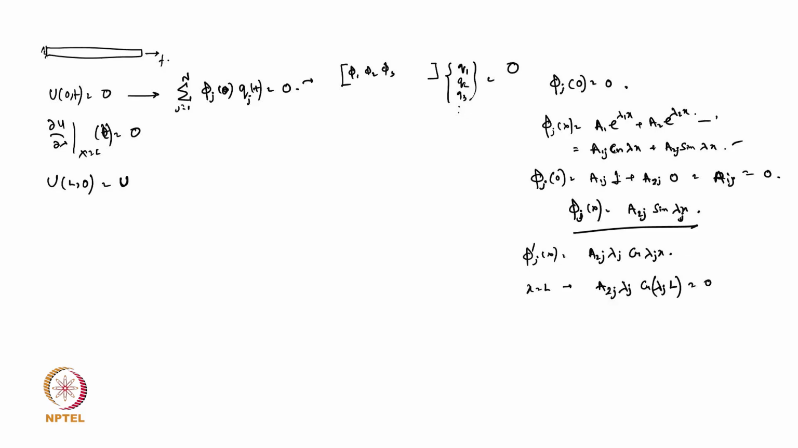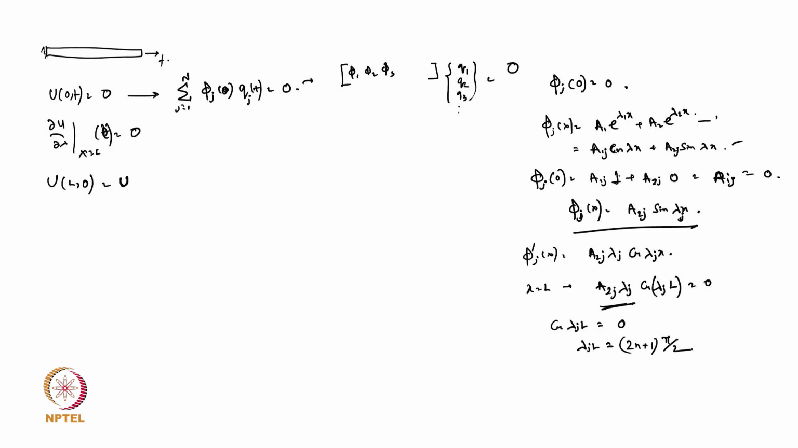Okay. Now you see, very simple point. This can be 0. A2j into lambda j, can they be 0? No. So the option remained: cos of lambda jL should be equal to 0. So cos of lambda jL is equal to 0. That means lambda jL, what is the solution? General solution, please try to recall. 2n plus 1 into pi by 2.